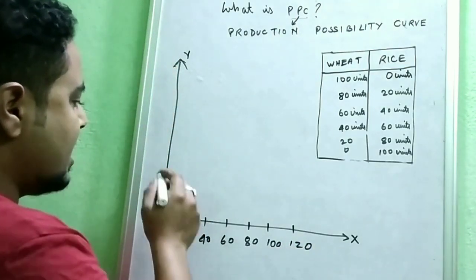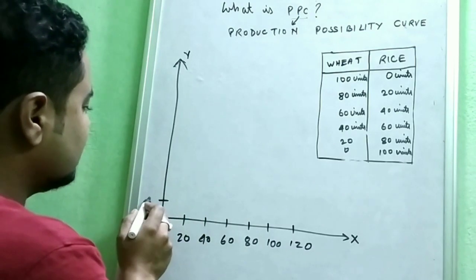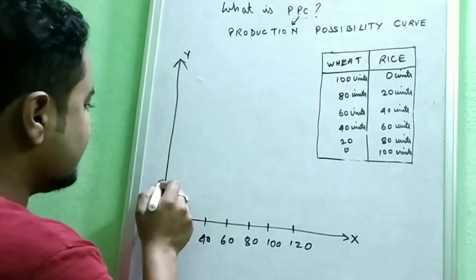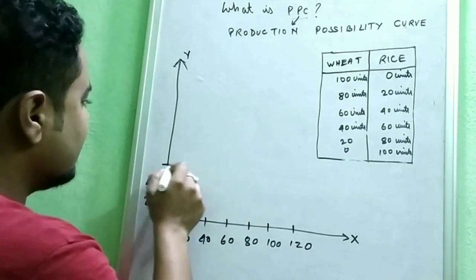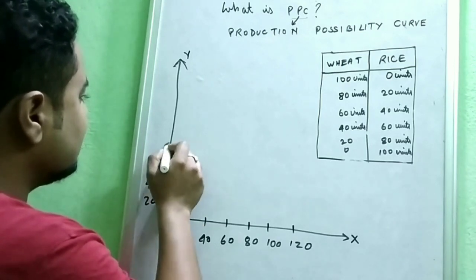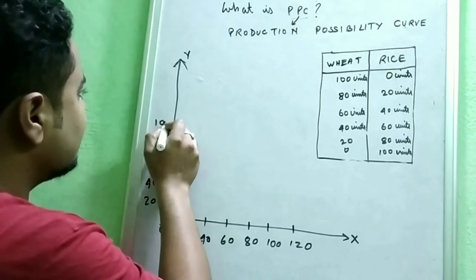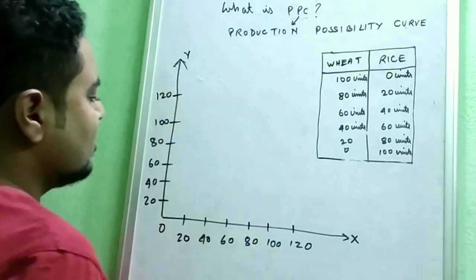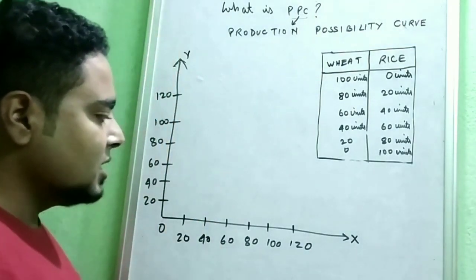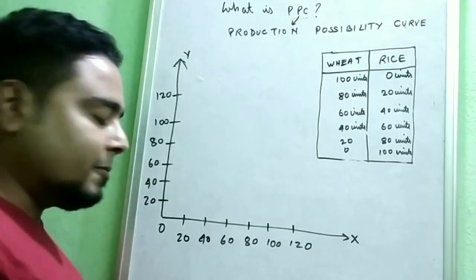Now here also I will take how much? 0 is already there. So 20, 40, 60, 80 and 100, and one extra point, that is 120. Now let us plot this graph.